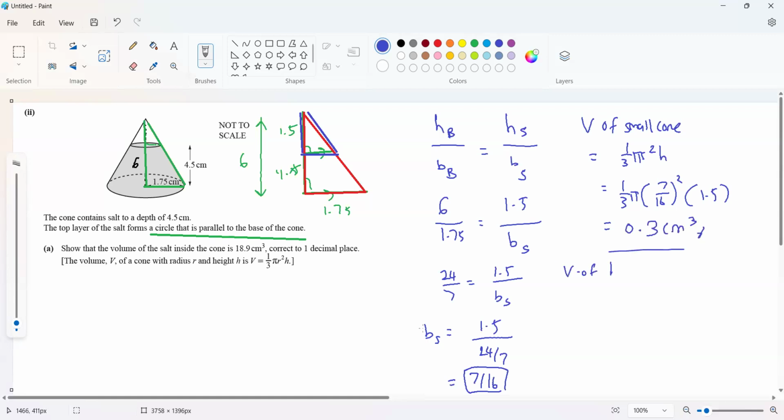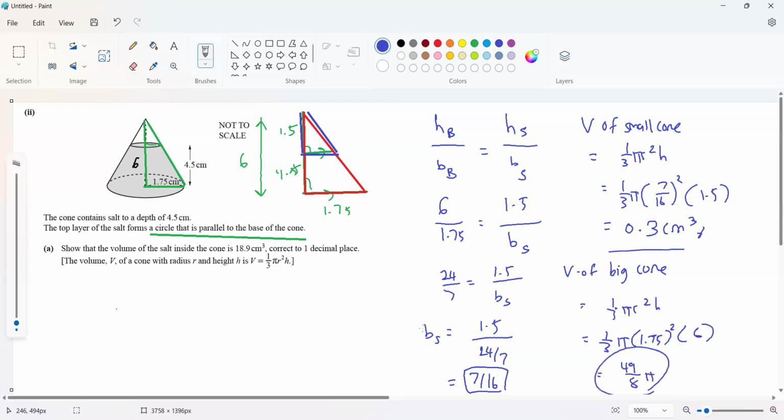So the volume of the big cone in this case would be the same thing, 1 over 3 pi r square h. So that would be 1 over 3 pi, our radius is 1.75 square and our height is 6. So from here would be 1 over 3 pi 1.75 square h. So that is 49 over 8 pi.